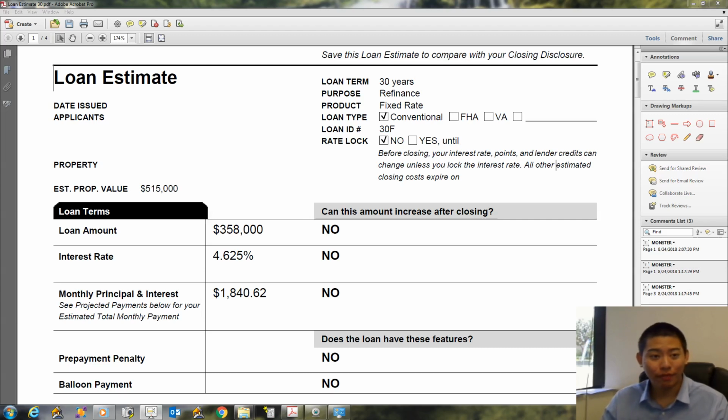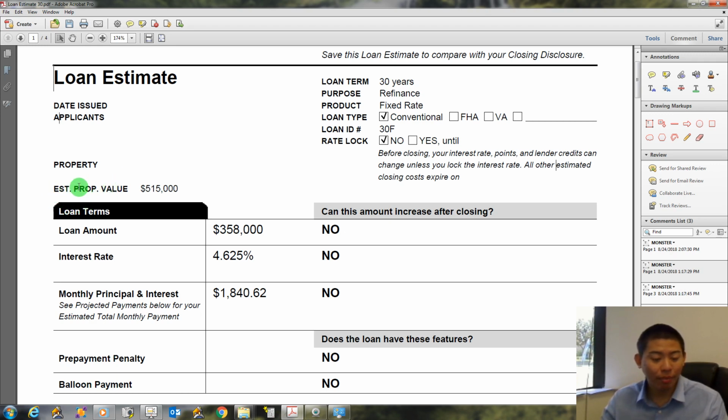So I'm going to do a brief overview of the loan estimate, how to read the loan estimate every time a loan officer or a lender sends you a quote regarding your refinance or a purchase, whatever the case may be. So the date issued is basically the current date of the loan estimate, and then the applicant, that's where your name would go, and then the property, that's the address of the property you're refinancing or looking to buy.